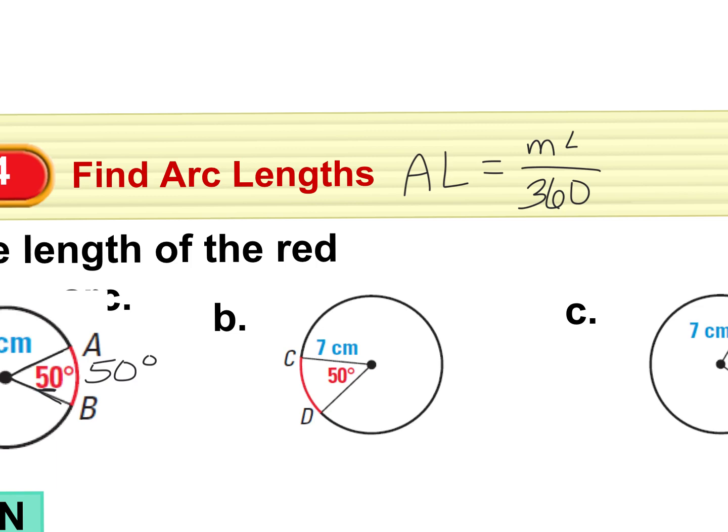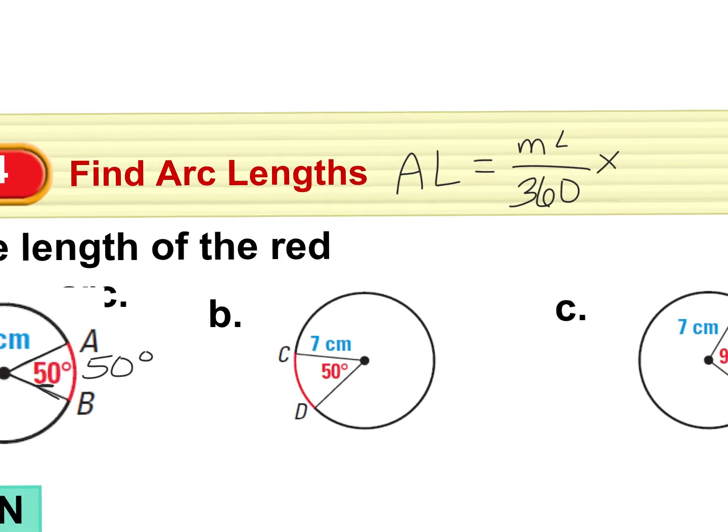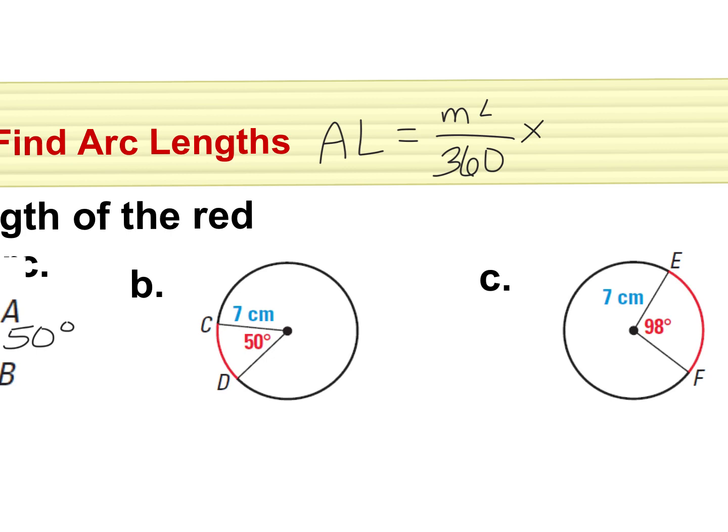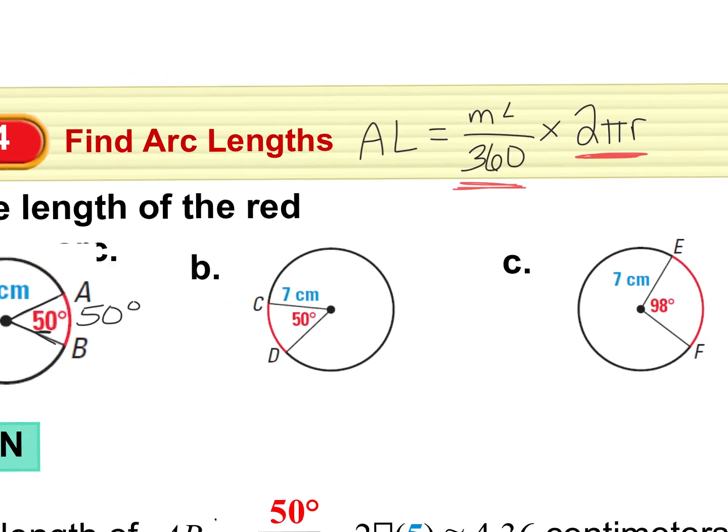And then we need the formula for circumference. Does anyone remember what that is? Close. That's the area, but we want circumference. 2 pi r. There you go. 2 pi r. So break down that formula a little bit. We have the whole circumference, but we only want a specific arc length, so that's why we multiply by that portion. Okay, that's where that formula comes from. Okay, so keep that in mind.